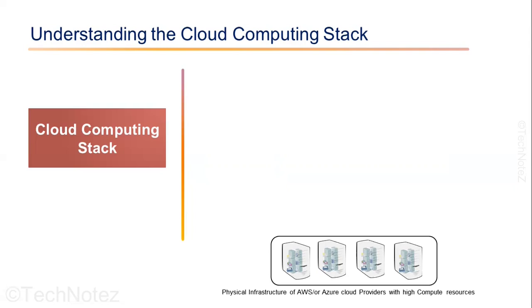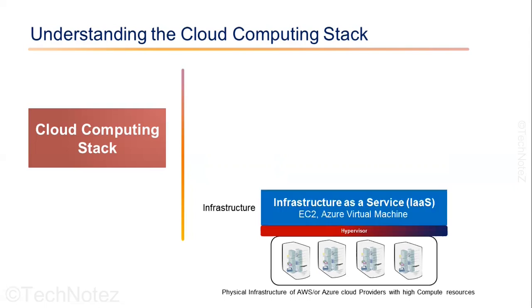On top of the physical layer, we have a hypervisor, which helps you to virtualize the physical infrastructure. Once you have access to the physical infrastructure, you would need to create virtual servers to run your application. You could use a service like EC2 or Microsoft Azure virtual machines to create and manage your virtual servers. You can choose your own operating system, storage, and networking components. This layer is generally referred to as infrastructure as a service, as it provides you the virtual infrastructure to host your applications.